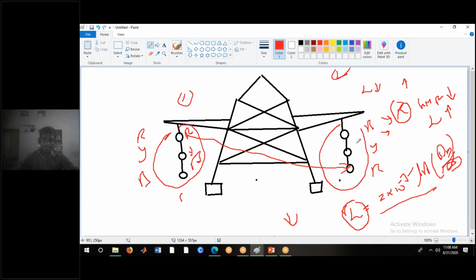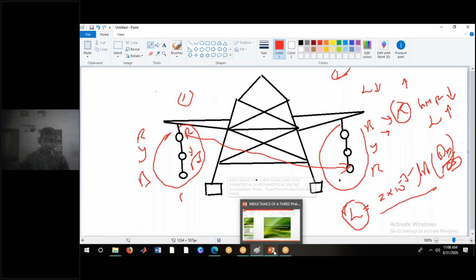Now in this class we are going to derive three concepts. What are the three concepts? The first one is the flux linkages of parallel current-carrying conductors, and the next is the inductance of three-phase lines with symmetrical spacing and unsymmetrical spacing. So these are the three topics we are going to discuss in this class.